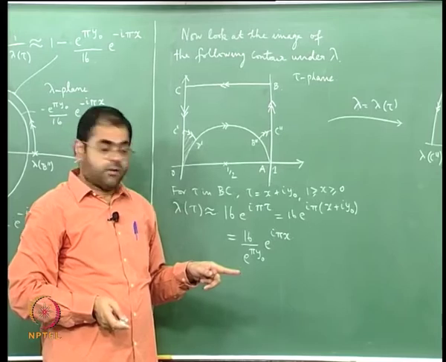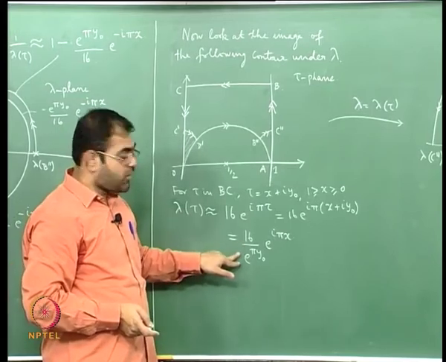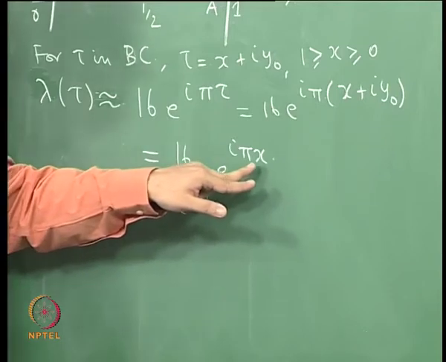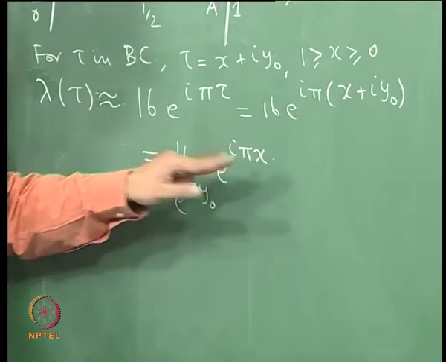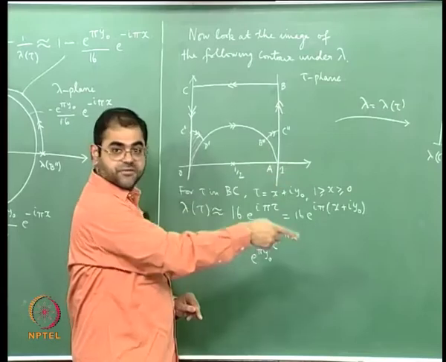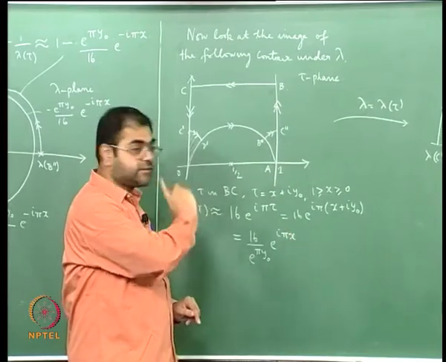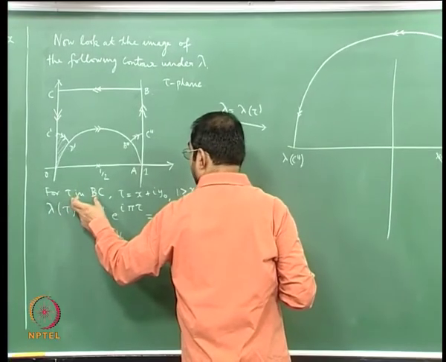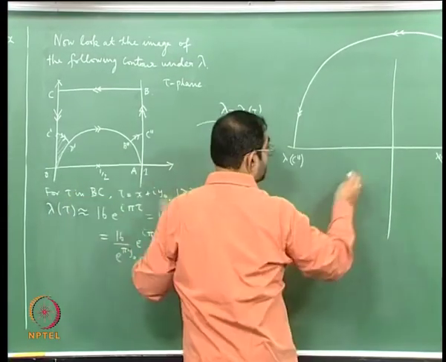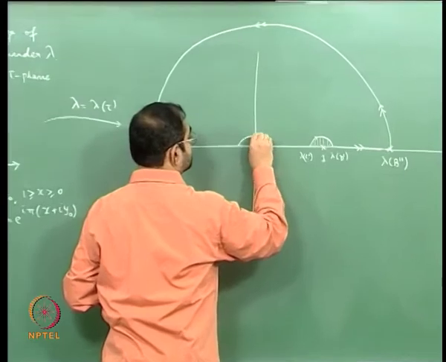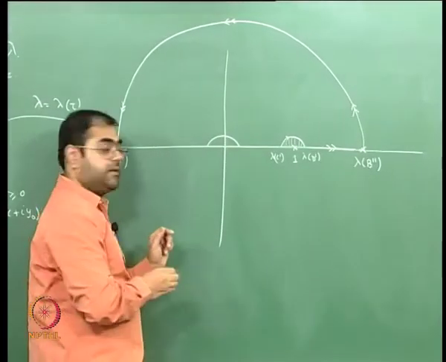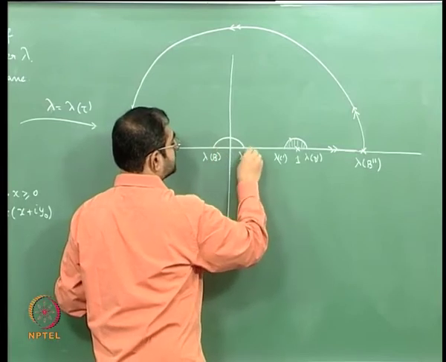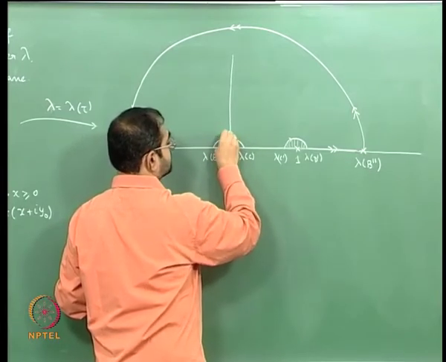Okay, so I am going to get a small semicircle, and it is going to be traced like this, and it will be centered at 0. So the image of the segment BC will be a small semicircle here. This will be lambda of B, this will be lambda of C, and I will get this semicircle.